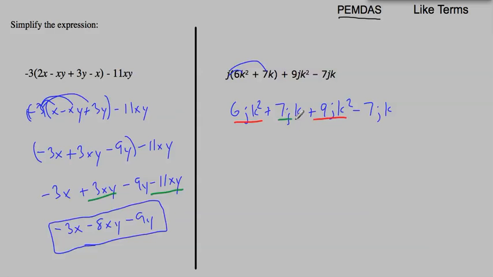I have jk here, and I have jk here. What we have to be careful of is to make sure that we include the negatives with our terms when we do this, so that we don't get the wrong answer. I've got a positive 6jk squared, a positive 9jk squared. That combines to 15jk squared. And here I have a positive 7jk and a negative 7jk. When I add those two together, I get 0. So my simplified answer is simply 15jk squared.